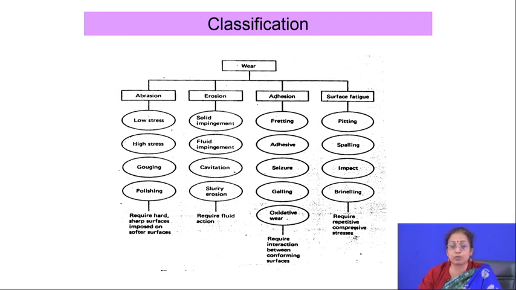Similarly, in surface fatigue, pitting wear can be concluded by observation of the surface, where you will find small pits. In spalling wear you will find spallation of the coating on the surface. In impact wear you will get impact marks on the surface, and in brinelling there is dent formation. So, these are typical characteristics of different kinds of wear, and one important thing you should know is that depending on the characteristics you have to know which kind of precautions you should take or which kind of surface treatment techniques you should apply in order to get rid of different types of wear.